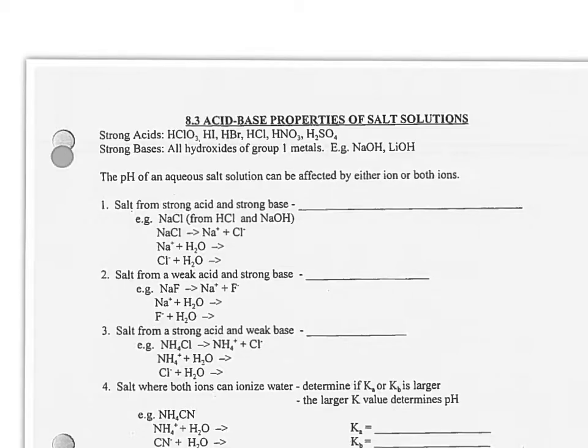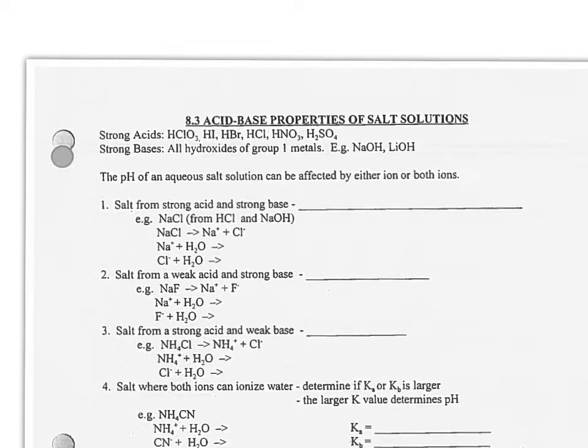So I just want to point out to you before we get started that we have our strong acids listed on the top of the page right here, and that our strong bases are hydroxides consisting of a group 1 metal, so sodium hydroxide and lithium hydroxide. As we go through this, you're going to need to be able to recognize when you are dealing with an ion from a strong acid, so the chlorate, iodine, bromine, chlorine, nitrate, and sulfate, or if you're looking at a cation from the group 1 metals or hydroxide.